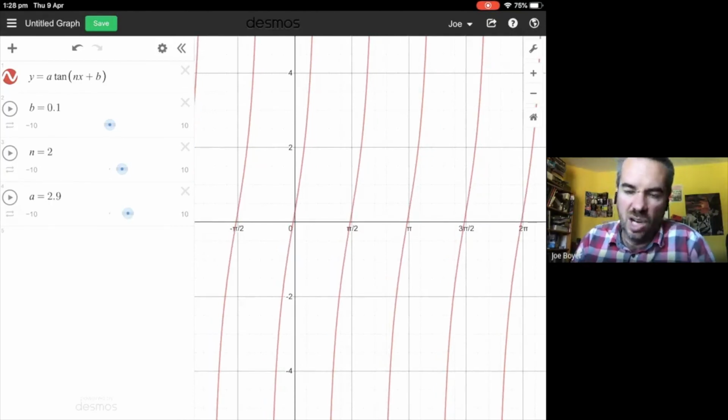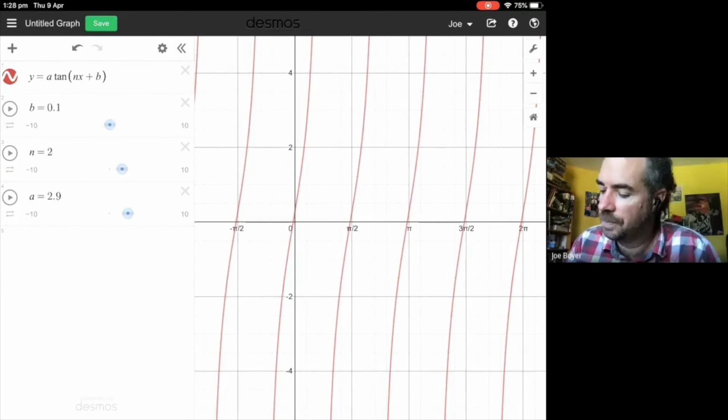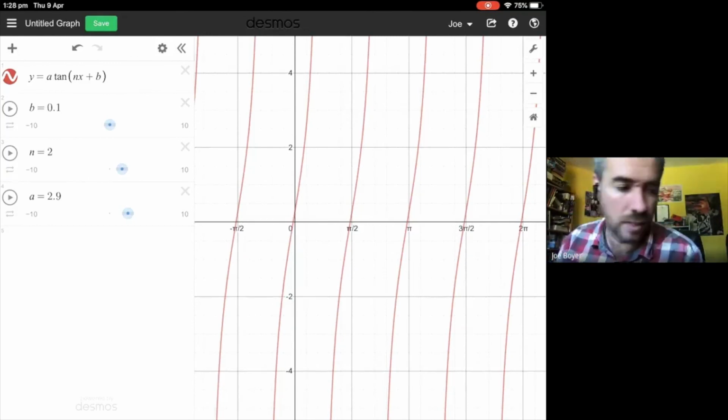I'm really not happy with this Desmos frame rate thing. I can't really explain the concepts that I want to, but we are going to be looking at tan graphs in much more detail later on.